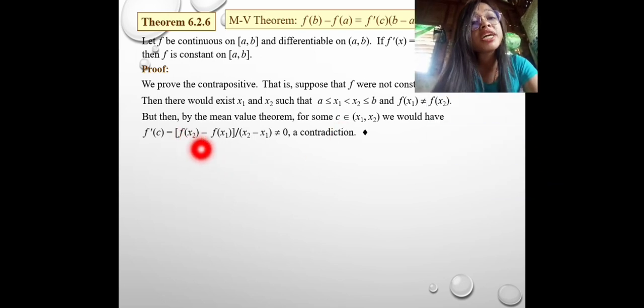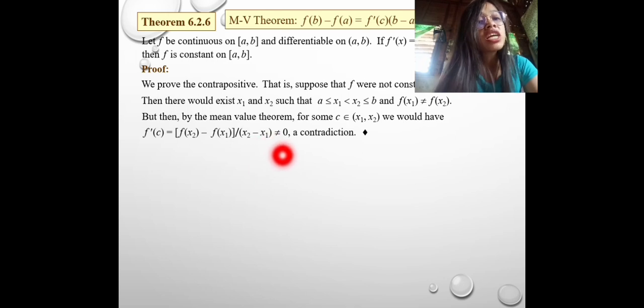But then, by the mean value theorem, for some c in (x_1, x_2), we would have f'(c) equal to (f(x_2) minus f(x_1)) divided by (x_2 minus x_1), which is not equal to 0, a contradiction.